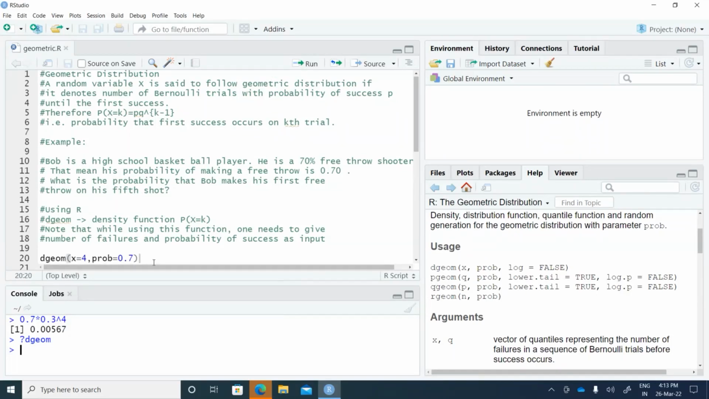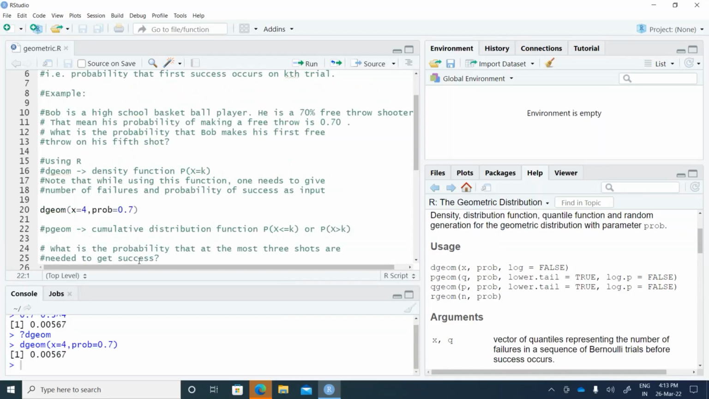Let us check out the same example in R. In the source, you can see I have entered the command. As I said, we need to enter the number of failures before the first success. The first success has come on the 5th shot, so the number of failures before that is 4. Let us run this command: dgeom in brackets x equal to 4, probability of success 0.7. If I run this, you will observe that you have got the same 0.00567 in both cases. So this function is working quite well.